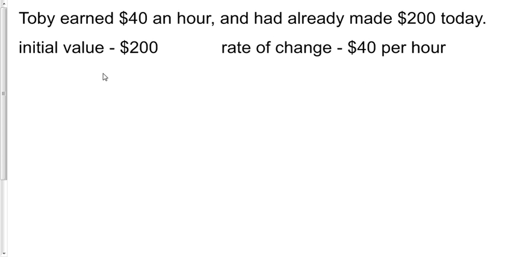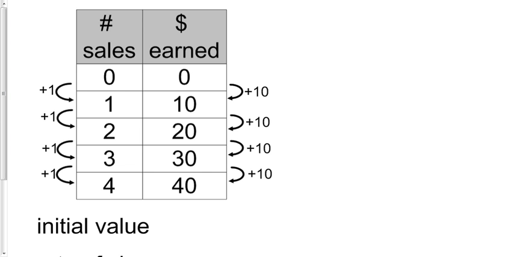So here we go. Toby earned $40 an hour and already made $200 today. Y equals my rate of change times x. That's my input in this case. It will be the number of hours that Toby works, and it's going to add onto the $200 he already had. So y equals 40x plus 200.